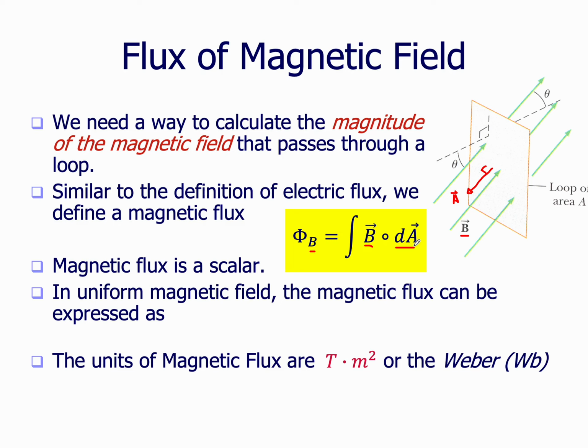Nice enough, in a uniform magnetic field, we don't have to use the integral notation. We can simply do this. And by the way, this is a dot product up here, which means, yes, we have to use cosine of theta. The units for magnetic flux are the units for magnetic field, teslas, times the unit for area, meters squared. So the units of magnetic flux are tesla meter squared. It's also given its own unit called the weber, abbreviated capital W, small b. But again, don't worry about that one. We don't use that too often.